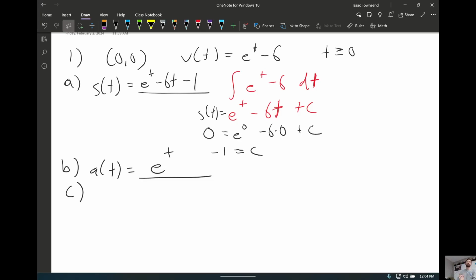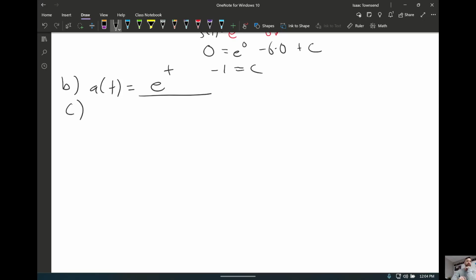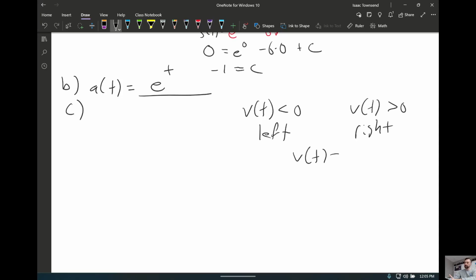Okay, so what you need to think about for this is if you would like to know when it's changing directions, you need to think about when velocity is negative, it's going left, and when velocity is positive, it's going right. So when velocity is 0, it might be changing directions. But you got to be careful because it could be going left, be 0, and then go back to being left. So we've got to see where velocity changes signs. So let's set velocity equal to 0.